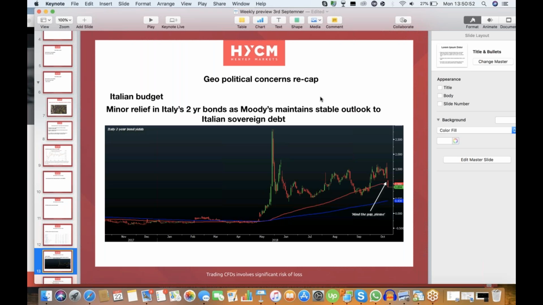So they said, we're not going to downgrade it to junk status. We're going to say it's okay, it's stable. So that's a bit of relief.